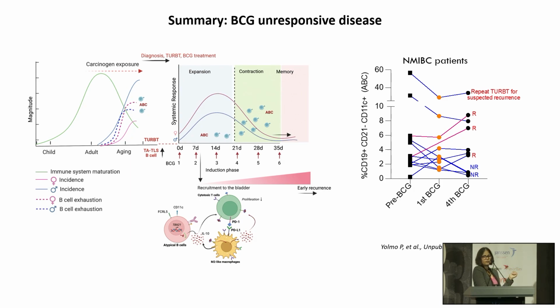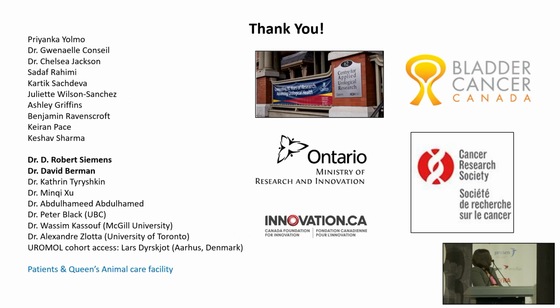But what we are seeing is, in patients, it's a very small set, as I said. We have so far done 25 patients, and after the 4th BCG instillation, this population of B cells, the atypical B cells, increases in patients who experienced early recurrence. So that's reflective of this whole phenomenon that is happening. So with that, I would like to end my talk.